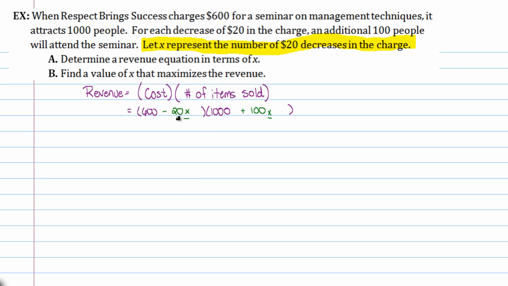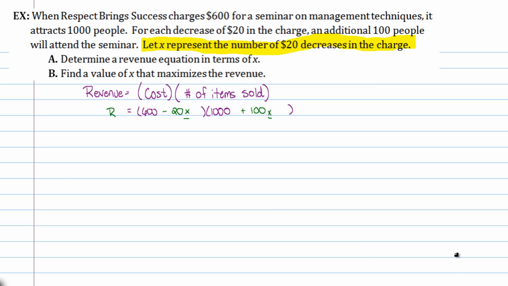This is actually our revenue equation. That's R. And now all we need to do is maximize our money, our revenue. You would think that it would be maximized if we just charged $600 per person and we had 1,000 people, but that's not true. We actually will get more money by dropping the price. So let's see how much more.